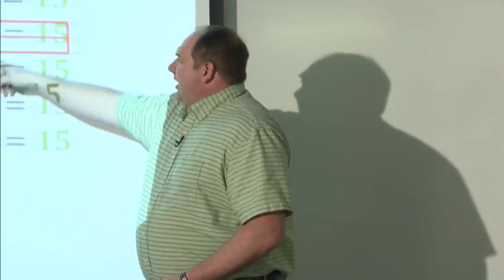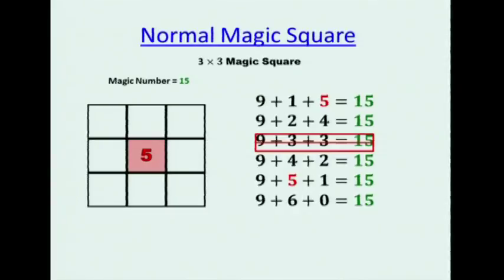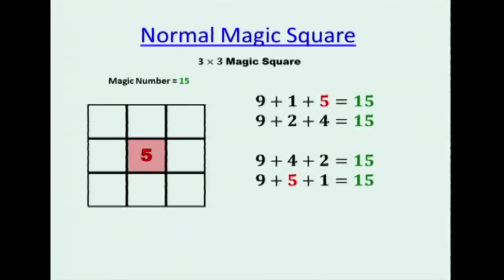And as it turns out, I can throw out this one because I would have to use 3 twice, and the rule says I only use it once. And I don't have a 0 anyways, right? So I don't need that one. I can take those 2 out.